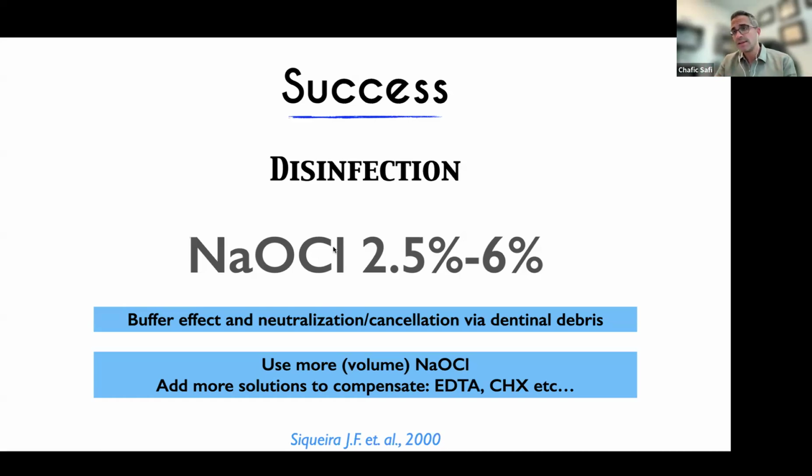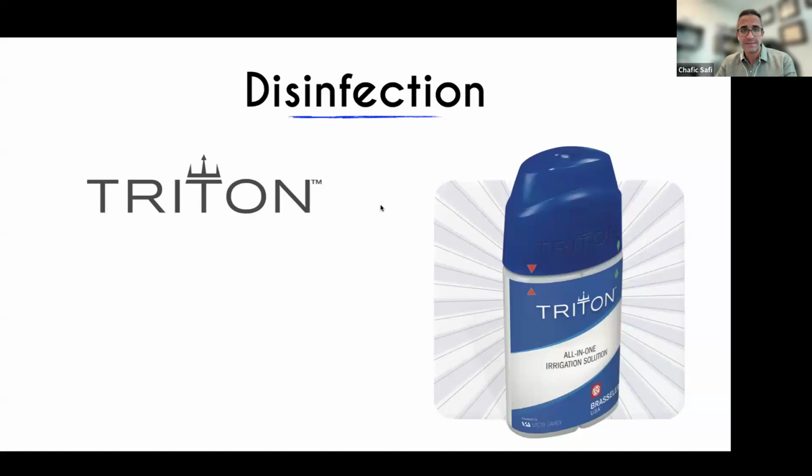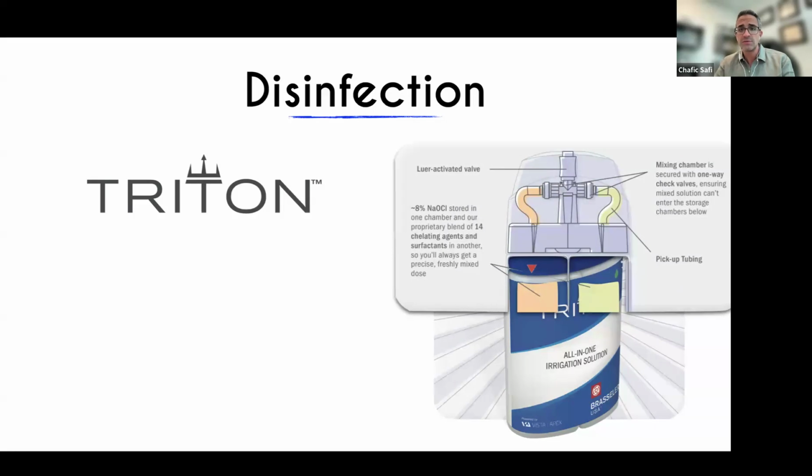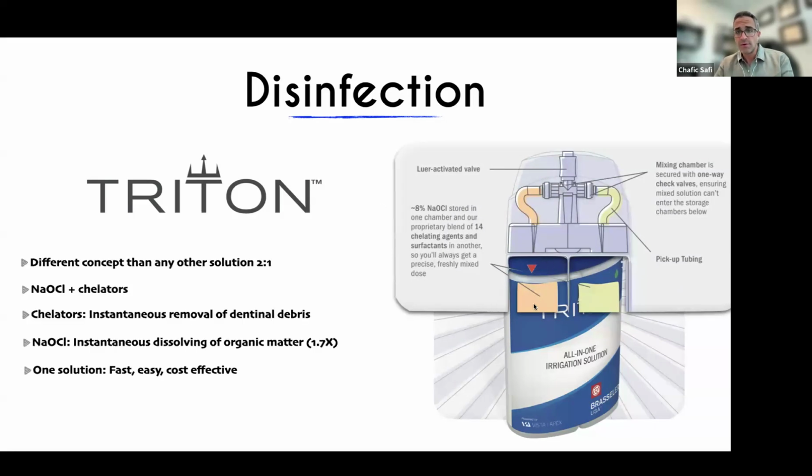To really simplify irrigation and to make us spend less time looking for this solution and employing this activating gadget or instrument during root canal treatment, Brasseler came with a new irrigating solution called Triton, which is a 2-in-1 irrigating solution where you have one compartment that has 8% sodium hypochlorite and one compartment that has a mixture of chelators and surfactants. And it comes with a lower lock here where you could put your syringe in there and just suction up that solution.